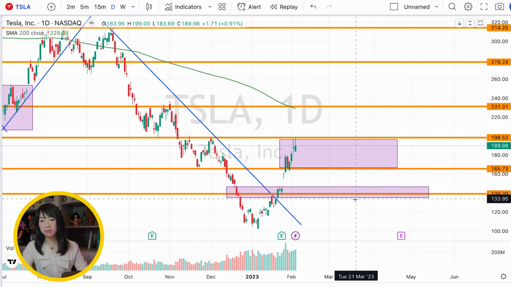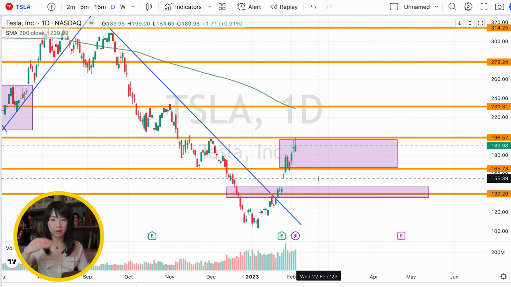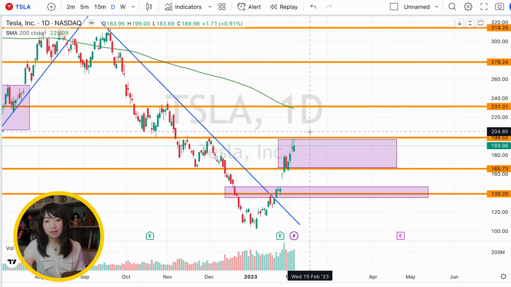So this will be the next range I'm looking for going long on my day trades as well as my swing trades and perhaps adding on to my investments for Tesla stock. Now you might be thinking, oh my gosh, Shay, why are you so bearish on Tesla? Why do you think it's gonna sell off from $200 all the way to $150? Well, let me show you why.